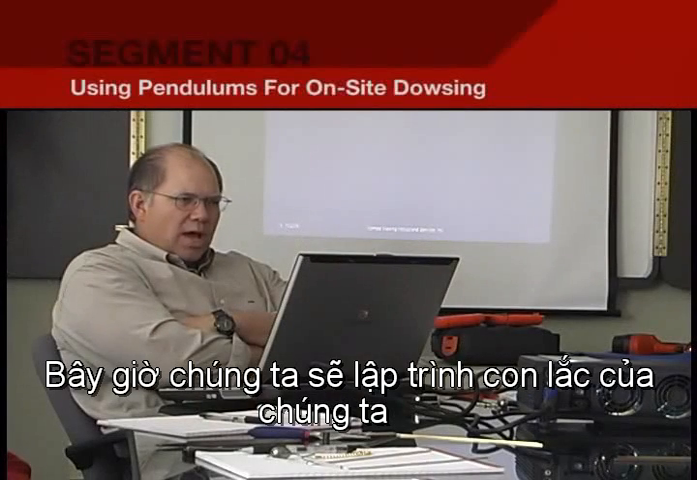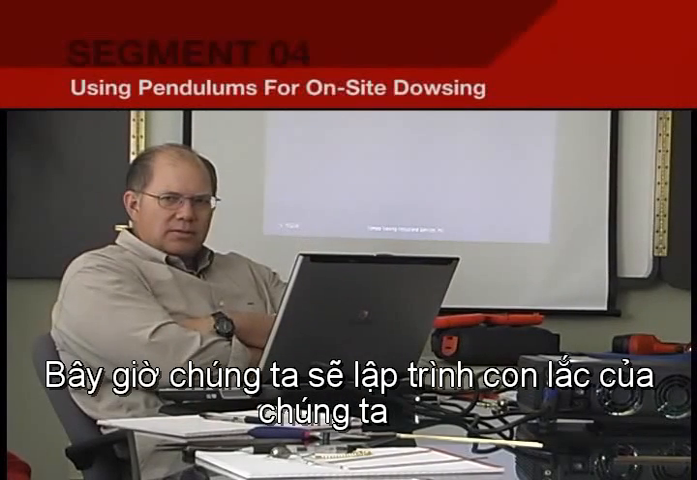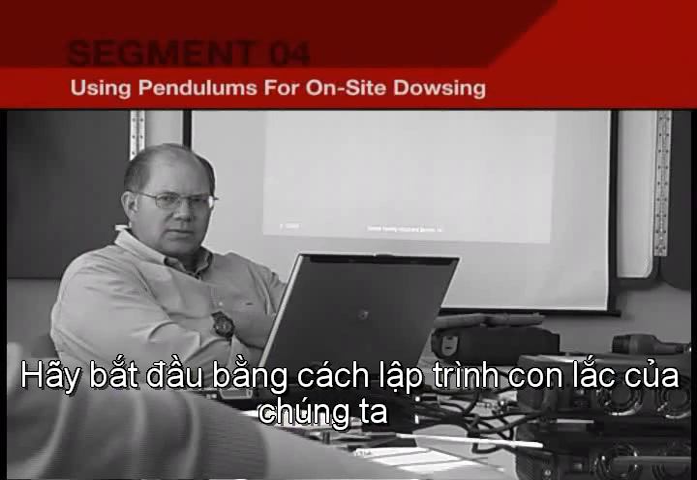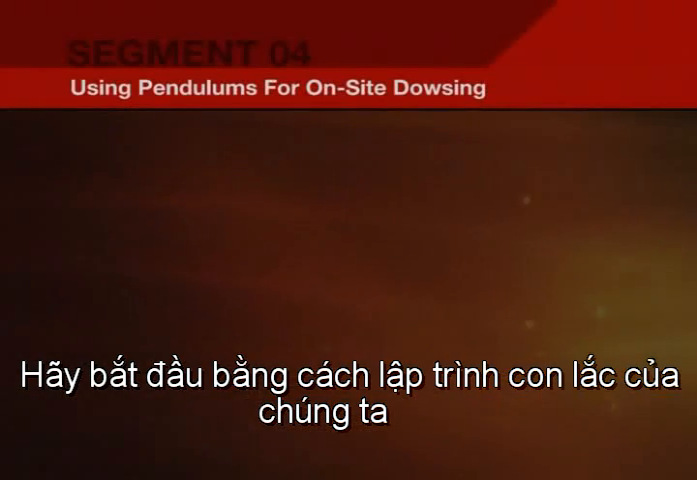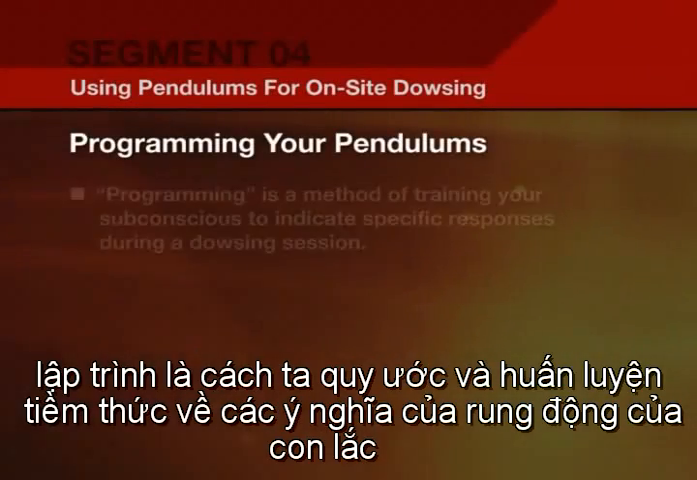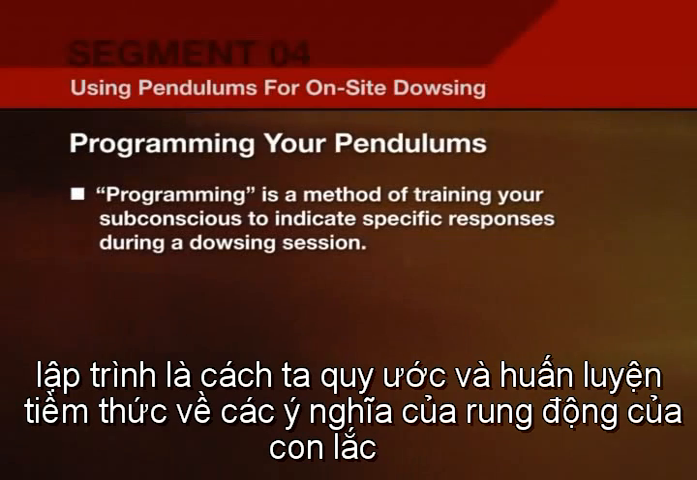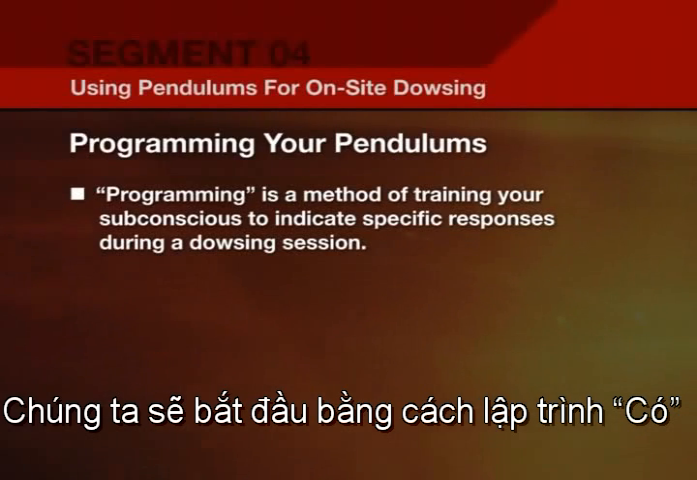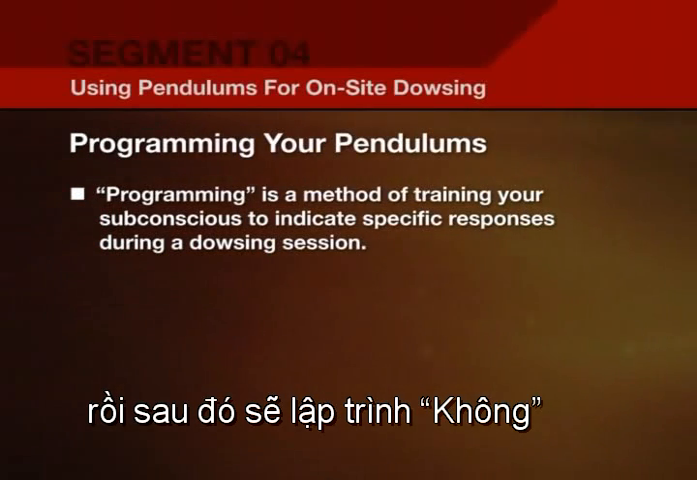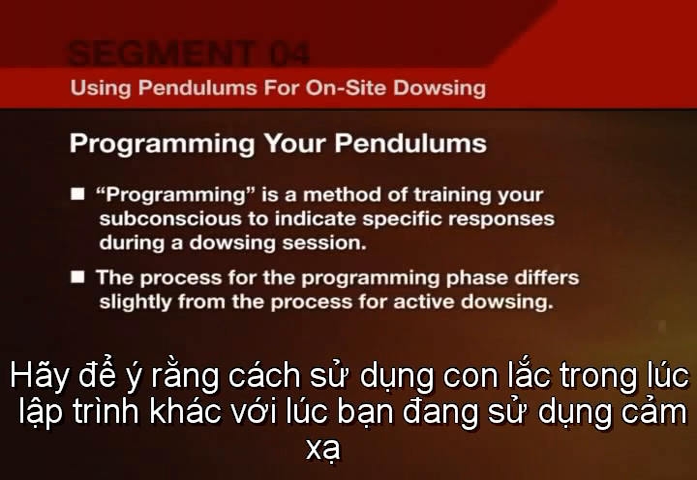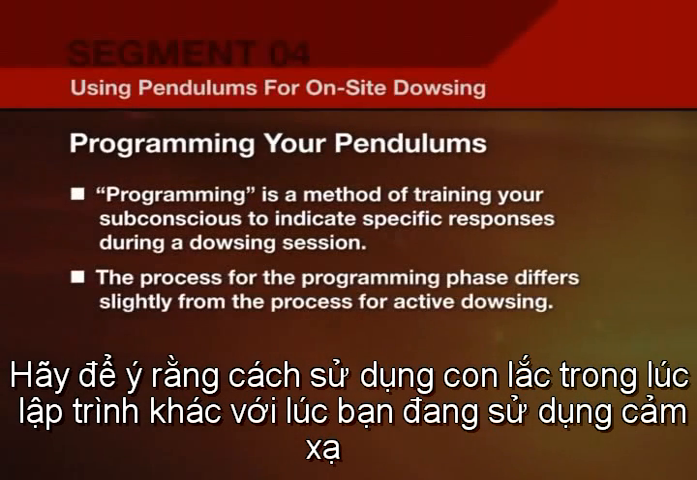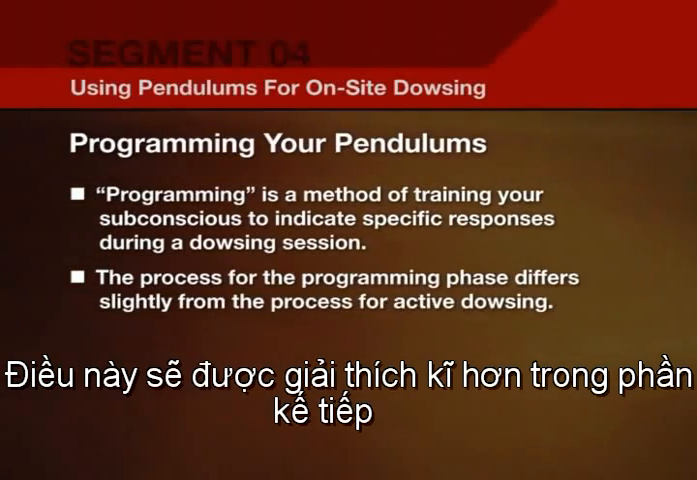Why don't we try programming our pendulums now? Let's begin by programming your pendulum. Programming is a method of training your subconscious to indicate specific responses during a dowsing session. For the purpose of our first training exercise, you will be programming an indication for yes and an indication for no. Note that the process for the programming phase differs slightly from the process for active dowsing. However, this will be explained in the next segment.